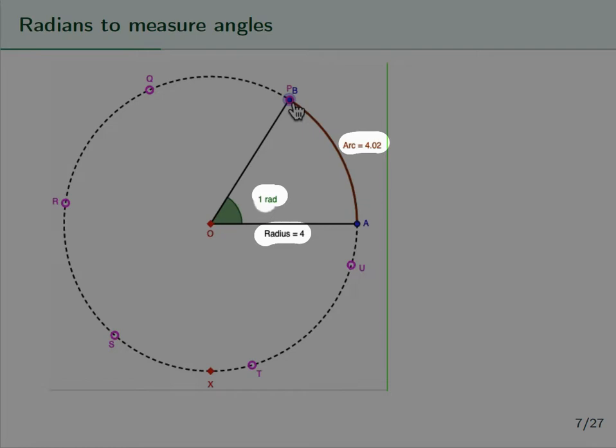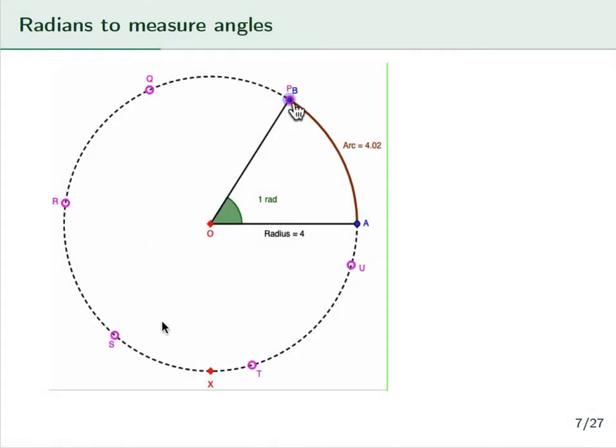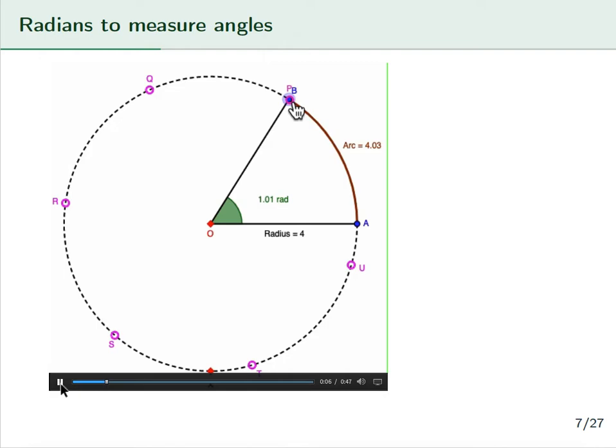So angle measure also can be seen as the ratio between the arc length and the radius length. So if I do 4 divided by 4, it gives me 1 radian. So let's see when we increase the angle. So here's about 1 radian.